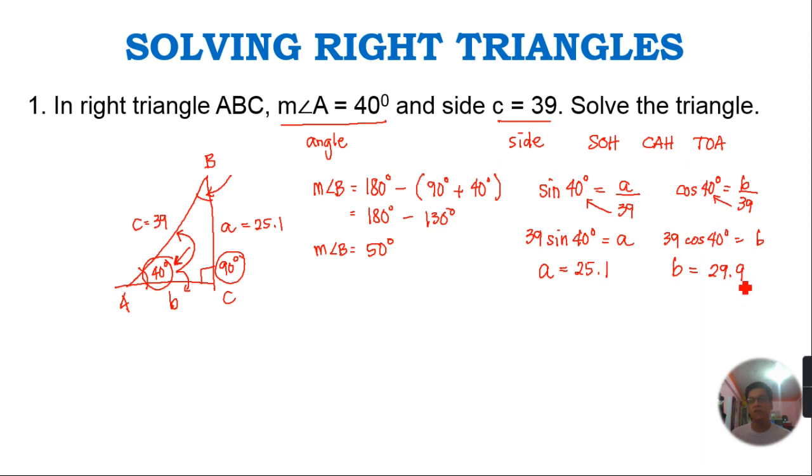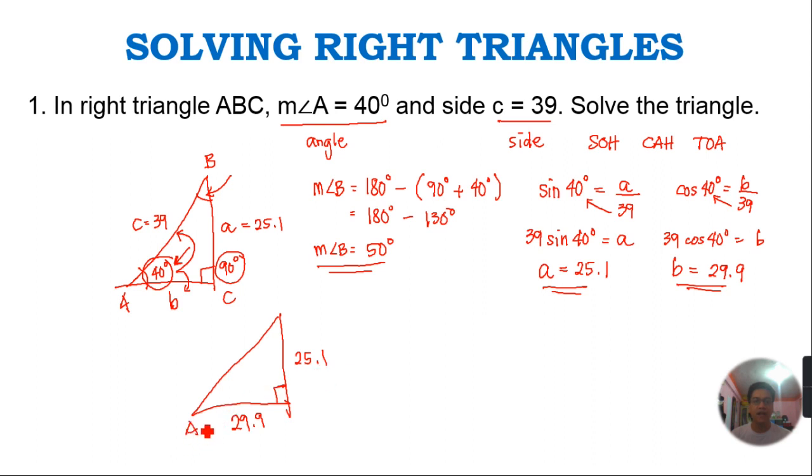So round off to 1 decimal place. Okay, so we're now complete. So we have already our angle B, we have side A, and then side B. Okay, so let's again draw the right triangle. Okay, so this is B, so that is 29.9. This is A, so this is 25.1.